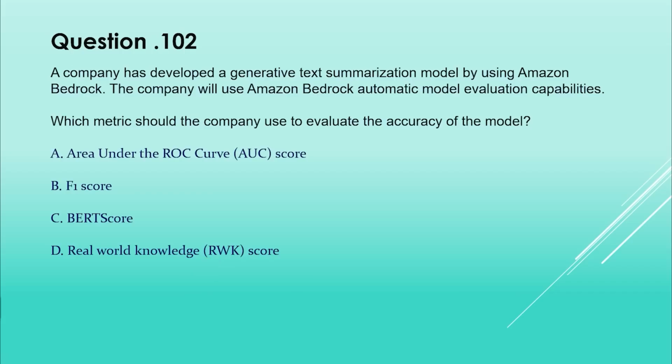And the correct answer here will be option C, BERT score, because BERT score is the most appropriate metric for evaluating the accuracy of a generative text summarization model, because it compares semantic similarity in a manner that aligns well with the goal of text summarization. So option C is correct here.